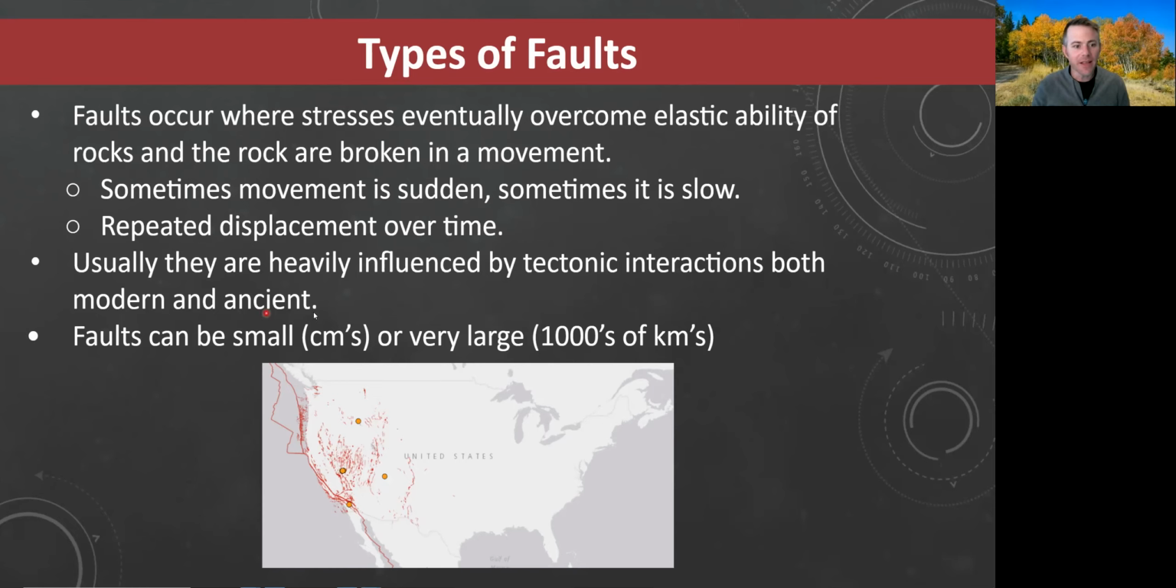So like I said earlier, they're usually heavily influenced by the tectonic interactions of both modern plate boundaries, so the convergent boundaries or the divergent boundaries or those transform boundaries, or it can also be some of those old ancient boundaries like in the Appalachians over here. And these faults can be really small, like a few centimeters big, and they can be really large, like thousands of kilometers like the San Andreas.